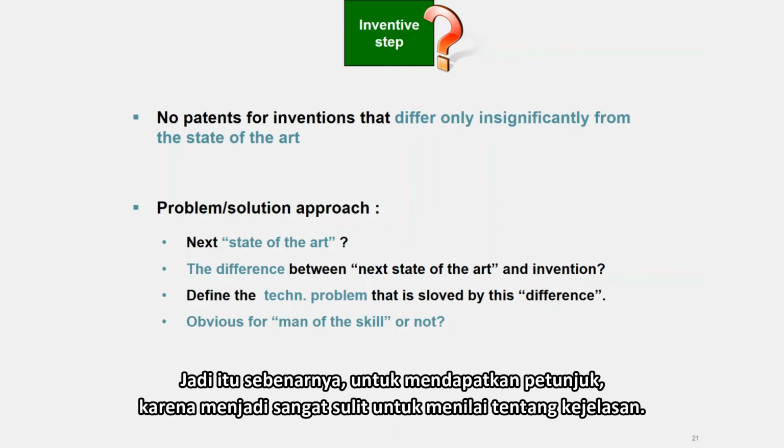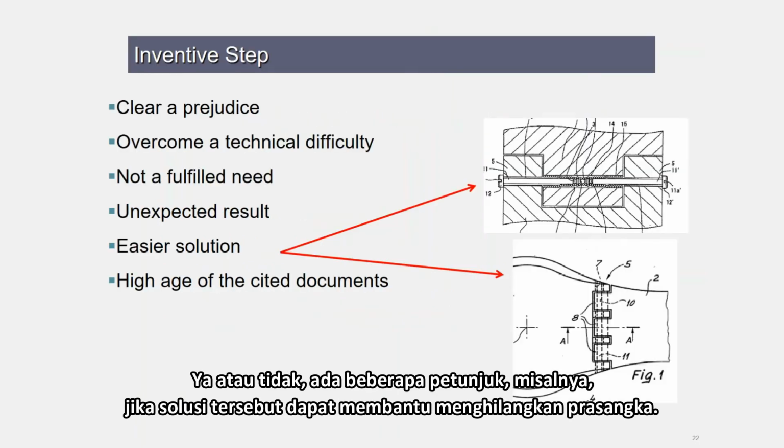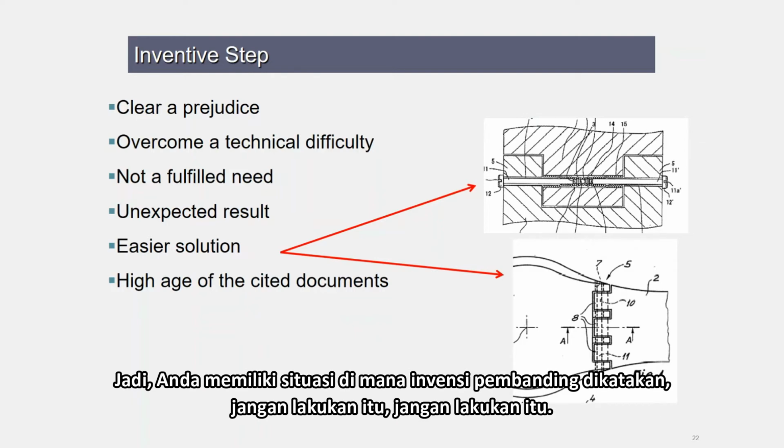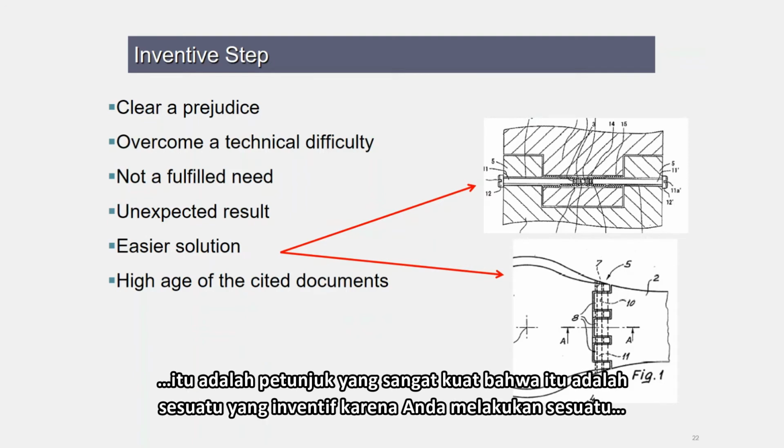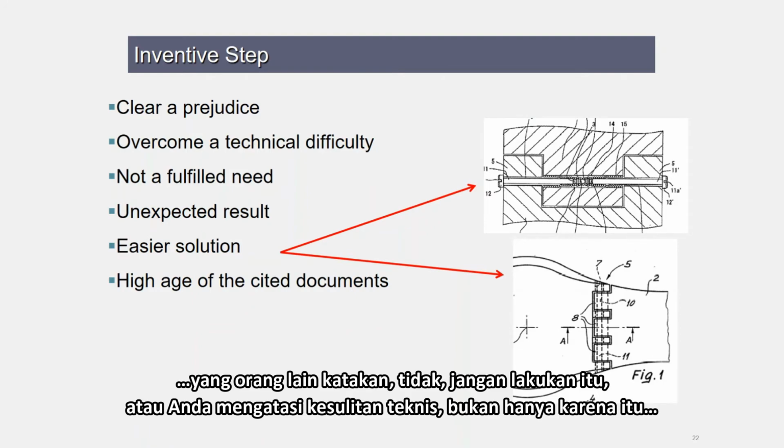In order to have some hint, because it becomes quite difficult to judge obviousness, yes or no, there are some hints. For example, if the solution could help to clear a prejudice. So you have the situation where the state of the art says, don't do that, don't do that. And you did it and it worked. So you cleared a prejudice. That is a very strong hint that there is something inventive in it, because you did something that everybody else said, no, don't do it.